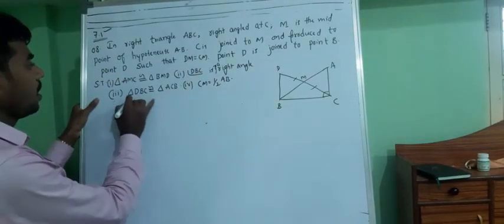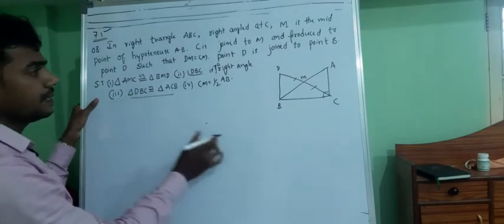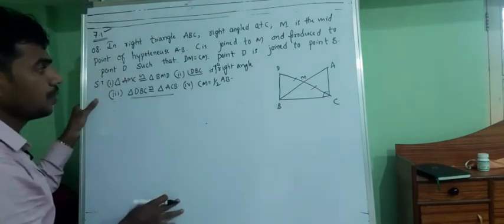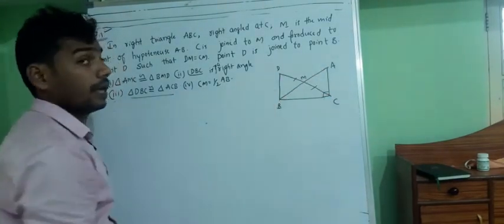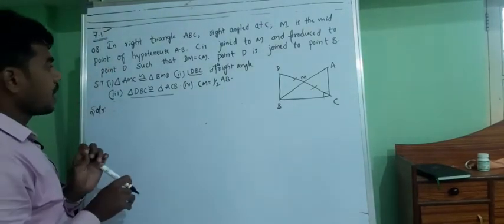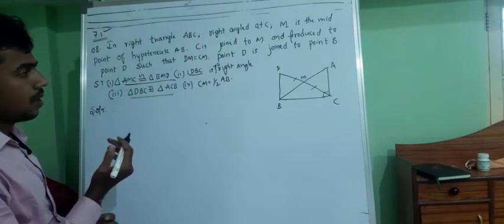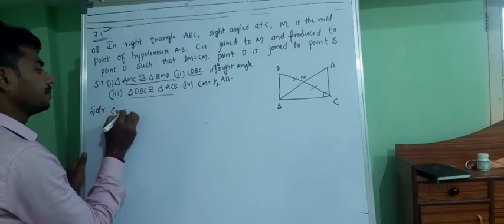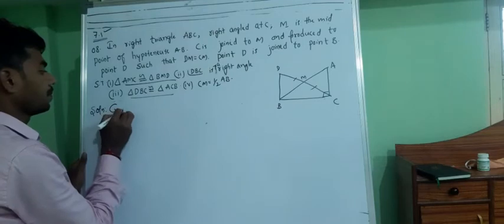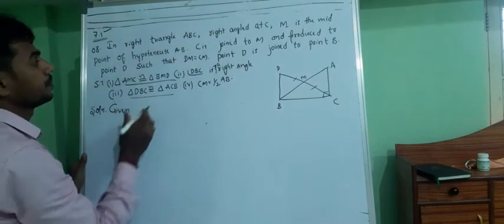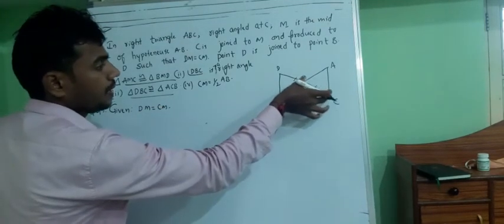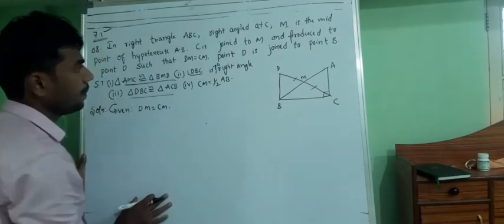Next, triangle DBC is congruent to triangle ACB. After that, we need to show CM is equal to half of AB. Fine. Now first, we'll start with this one. So before that, what is given to us? DM is equal to CM. So DM, where is DM? DM is equal to CM.